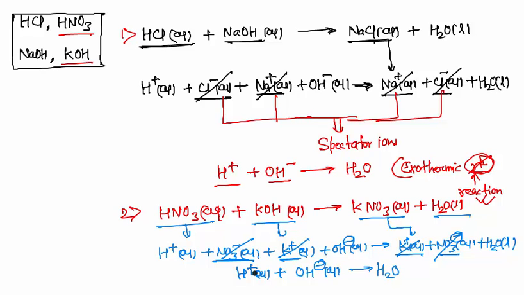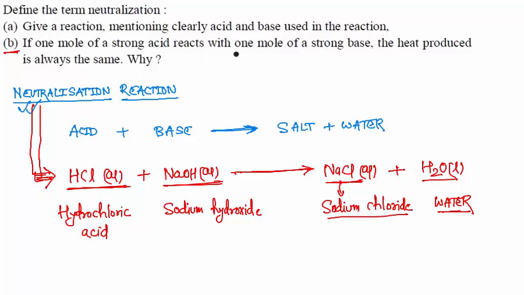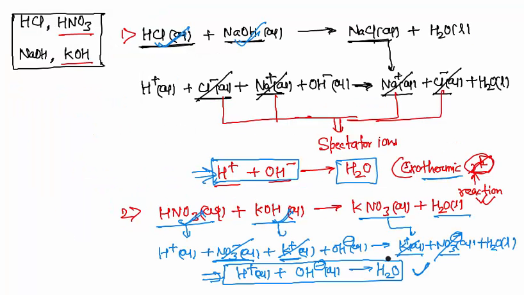So whatever strong acid and strong base you are taking, whether it is HNO3 and KOH, or HCl and NaOH, the net reaction is your H plus combining with OH minus and giving you water. If the net reaction is the same, independent of the strong acid or strong base taken, the heat evolved in that particular reaction will again be the same. So this was the question. I hope you understand this part.